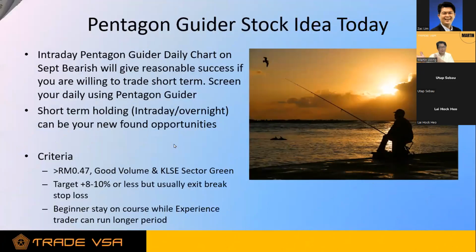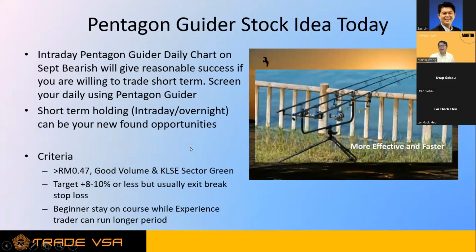Like the fisherman that you stand there, right? Then it becomes more efficient. Now you have different fishing rods. $5,000 per trade, three fishing rods. It's more effective, so it gives you a reasonable success.